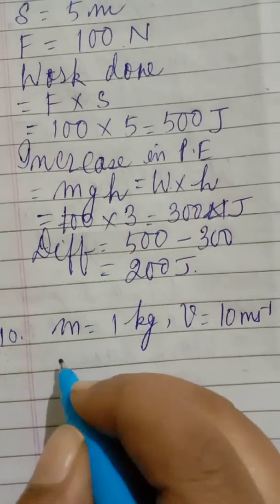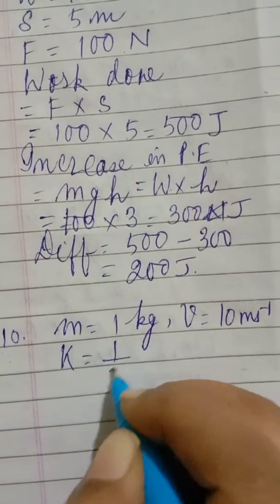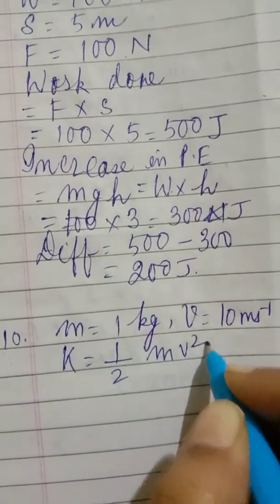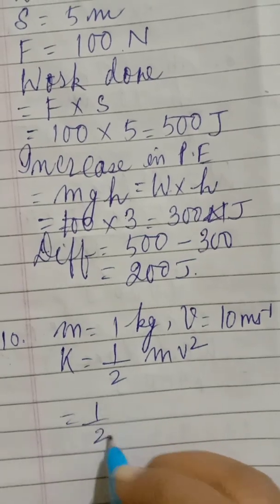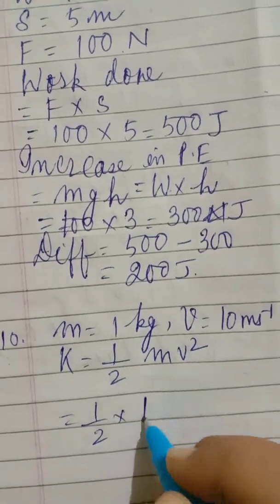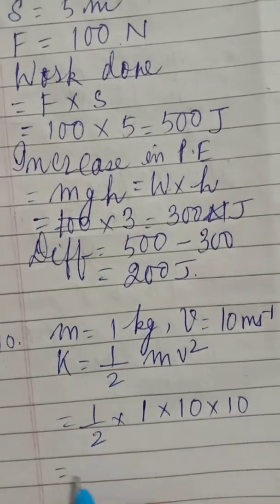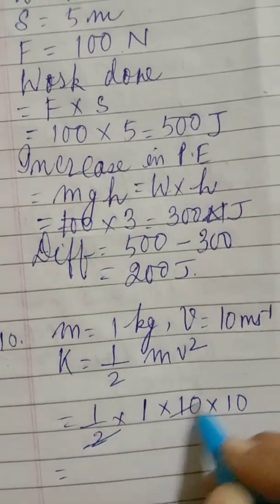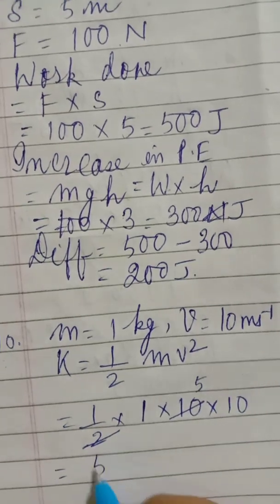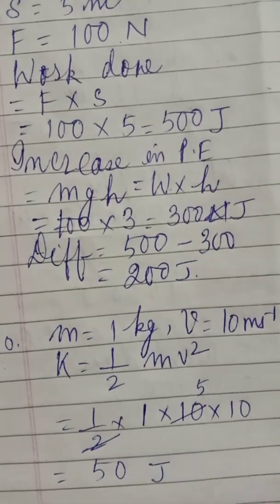Now kinetic energy is equal to half mv square. So it's 1 by 2, M is 1 here, and V is 10 into 10. If we simplify, 2 fives are 10, so 5 into 10, that is 50 joule.